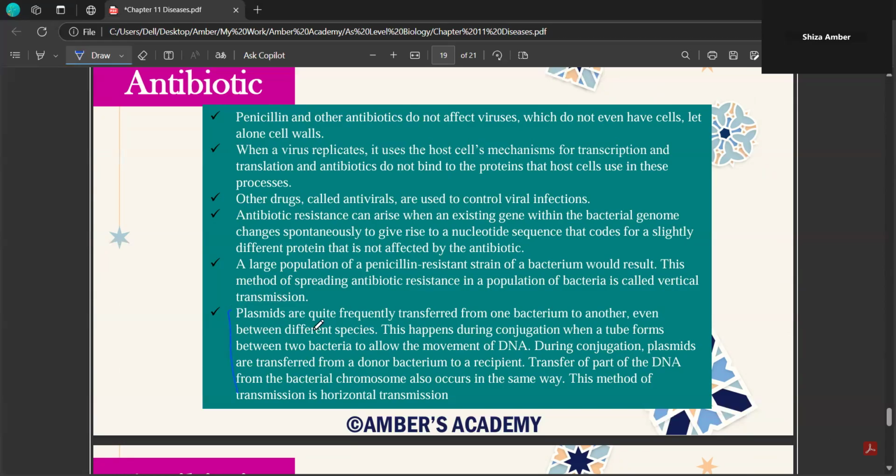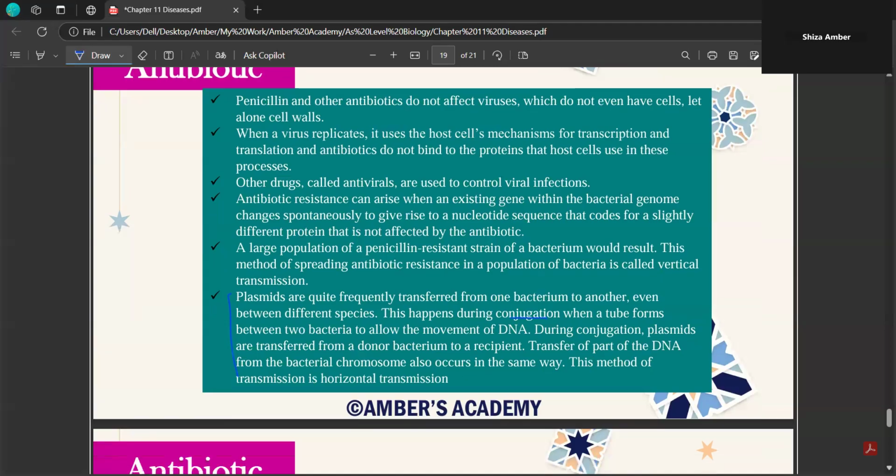Plasmids. So plasmids are found in bacteria. They're quite frequently transferred from one bacterium to another, and in the processes of genetic engineering, even between different species, from bacteria to human. This happens during conjugation, when a tube forms between two bacteria to allow the movement of DNA. During conjugation, plasmids are transferred from a donor bacterium to a recipient. Transfer of part of the DNA from the bacterial chromosome also occurs this way. This method of transmission is called horizontal transmission.